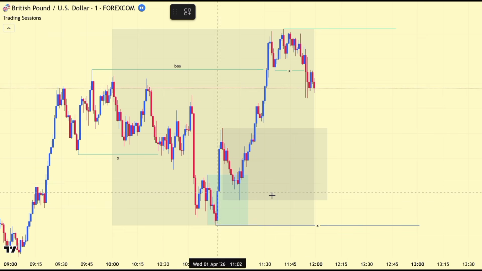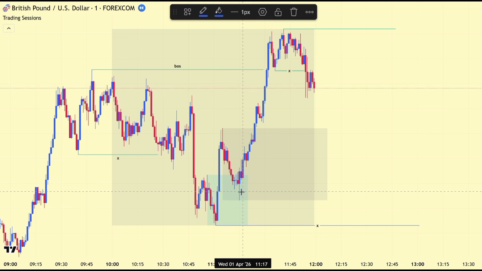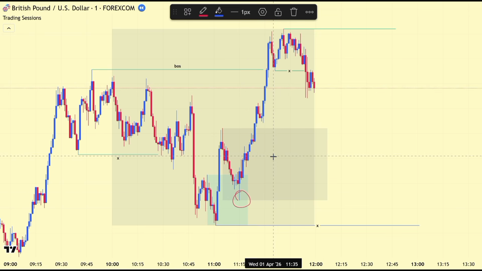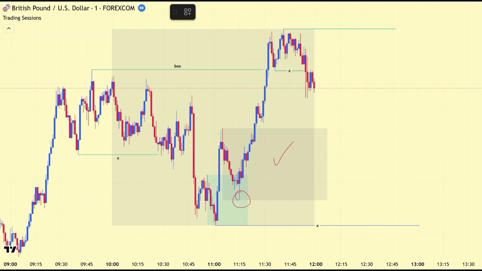Mitigated because we can clearly see this. Okay, so there was the mitigation. So if it's mitigated, of course, in that case, it's invalid. You can clearly see this order flow is not mitigated, so it's actually valid. And the one that actually caused the break of structure is none other than this one.